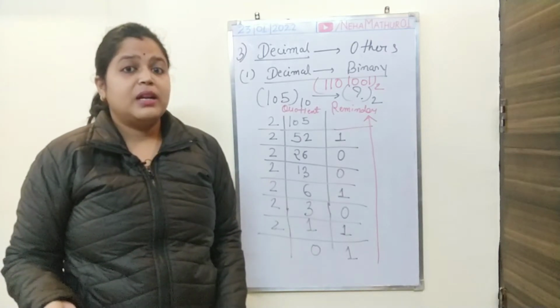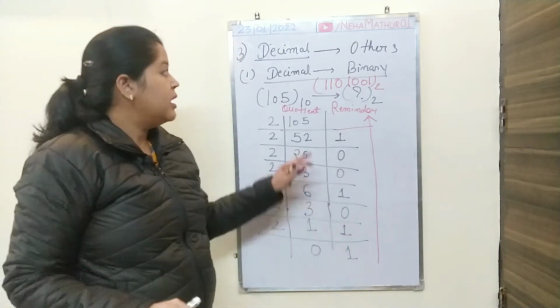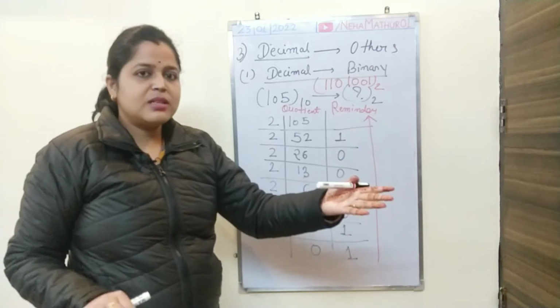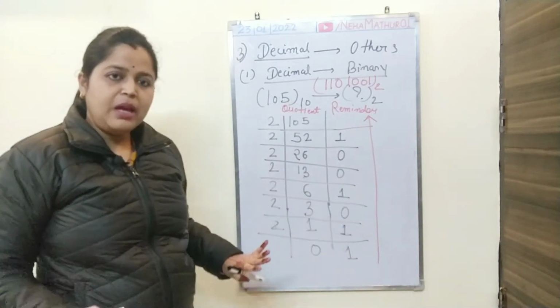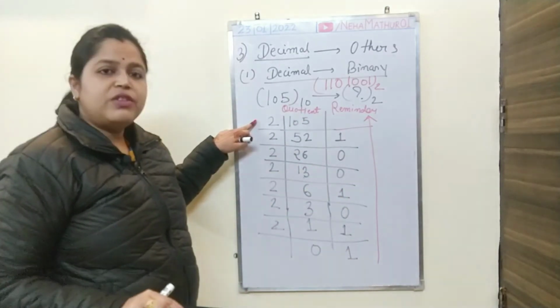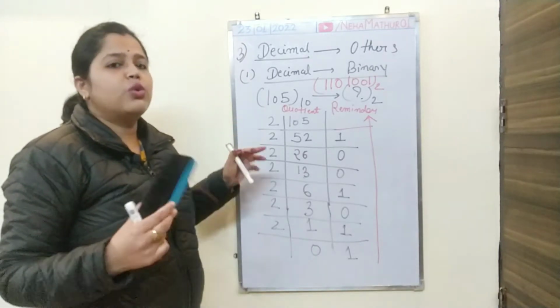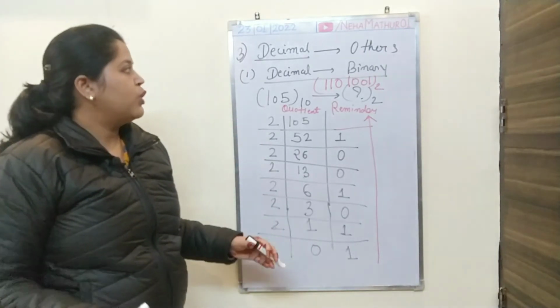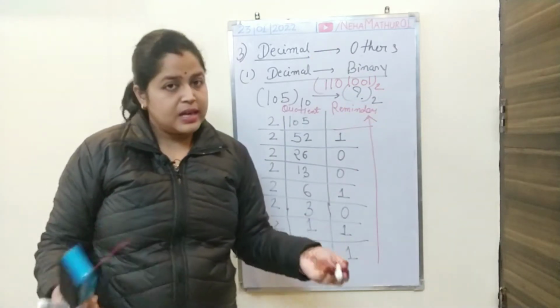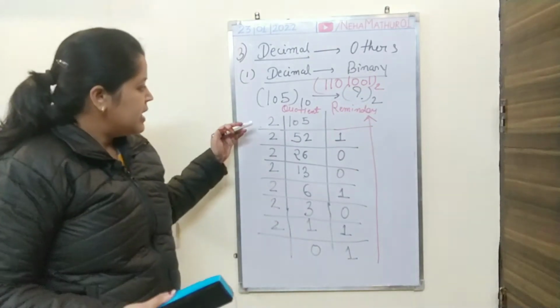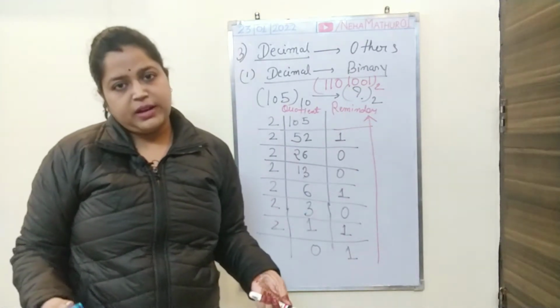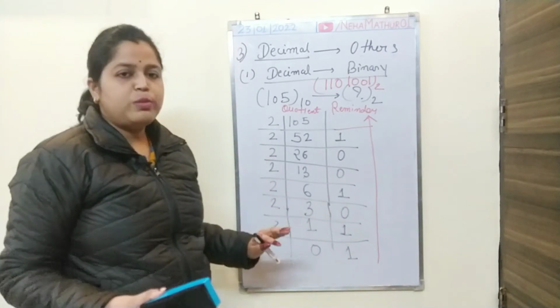Now the interesting part is that if you want to convert decimal into the octal number system, then the process will be the same. Instead of taking 2 as a divider, you will have to take 8 over here. And similarly, if you want to convert decimal number system into hexadecimal, in that case you will have to take 16 as a divider. This is going to be a simple process.